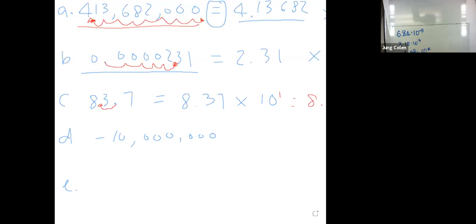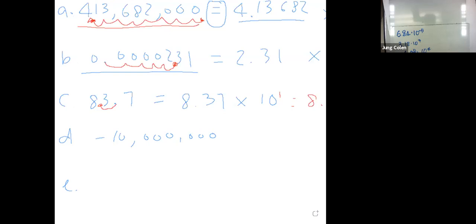Which is 6.84 over 100,000 with 5 zeros, right? 10 to the 5th power. So we are dividing 6.84 by 100,000. So we're going to make this number smaller by how many decimal points? 5 decimal points. So do we move this decimal point to the left or to the right? Left. If you move the decimal point to the left, the number will be really, really small, right?